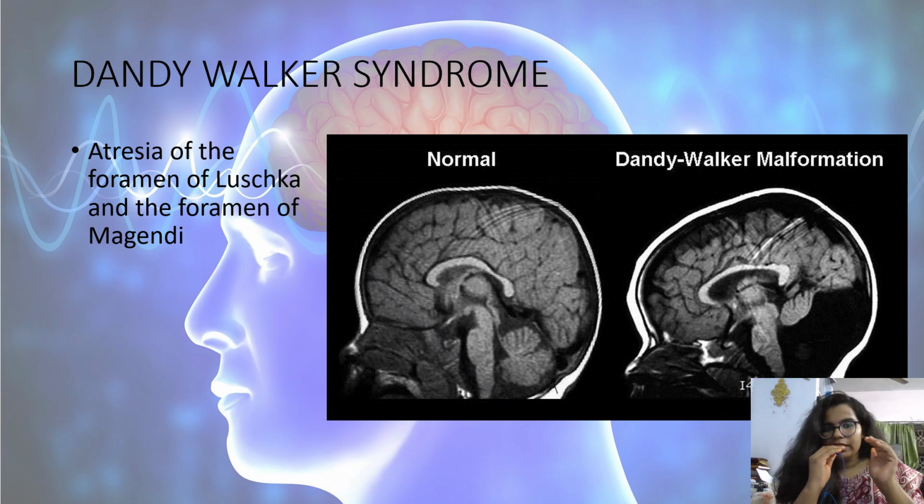As I said, the fluid has to go either into the spinal cord as well as to the subarachnoid space of the brain. But this isn't happening. Why? Because there is a narrowing or atresia in the foramen of Luschka and the foramen of Magendie. So the fluid gets accumulated in the fourth ventricle itself. So it forms a syndrome known as Dandy-Walker syndrome.